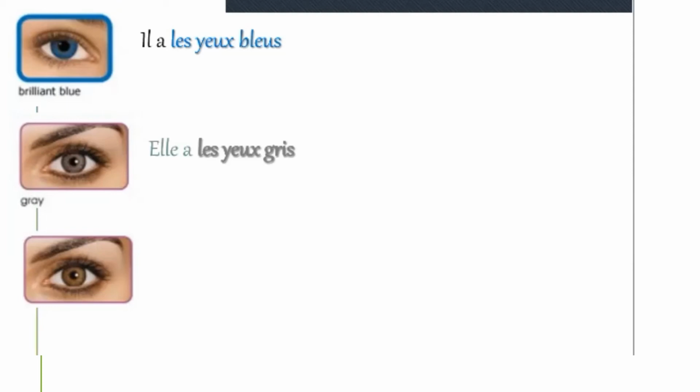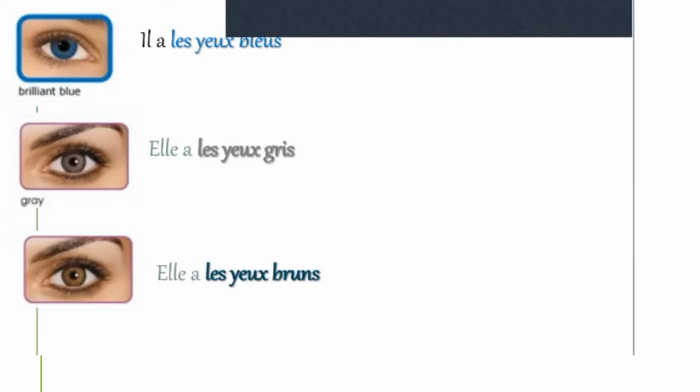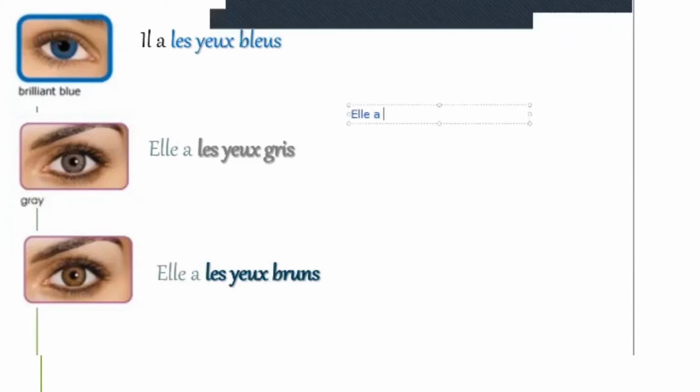If we're saying she has big brown eyes, we'll say elle a les yeux grands et bruns. So you put the size first and then the color. Everybody with me, size and color. Elle a les yeux grands et bruns. She has big brown eyes.